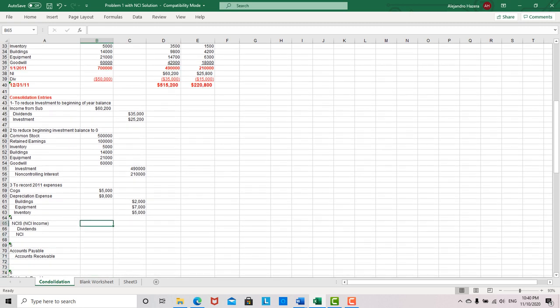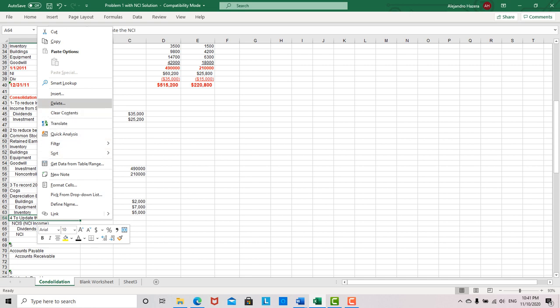Okay, now the fourth of these entries is the one we haven't had so far. It has to do with non-controlling interest. And the purpose of this entry, I'll just put it here, the purpose of this entry here is to update the NCI, non-controlling interest. I'll go ahead and put a row in here.